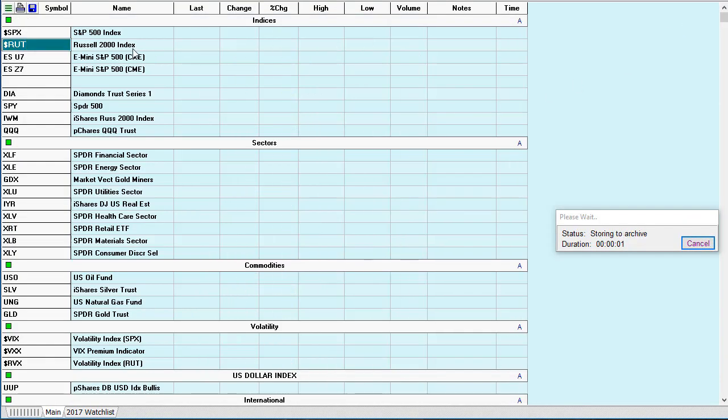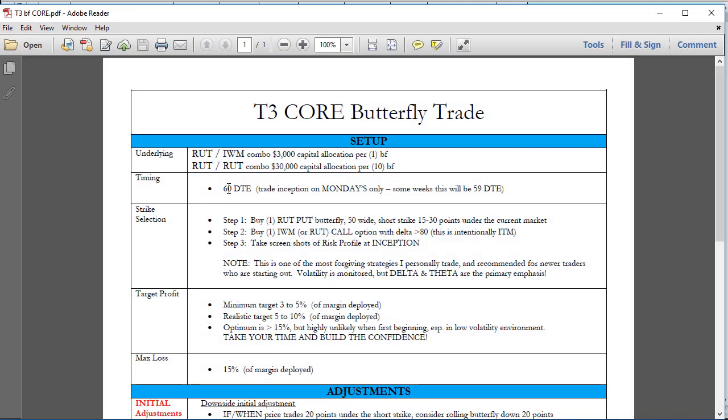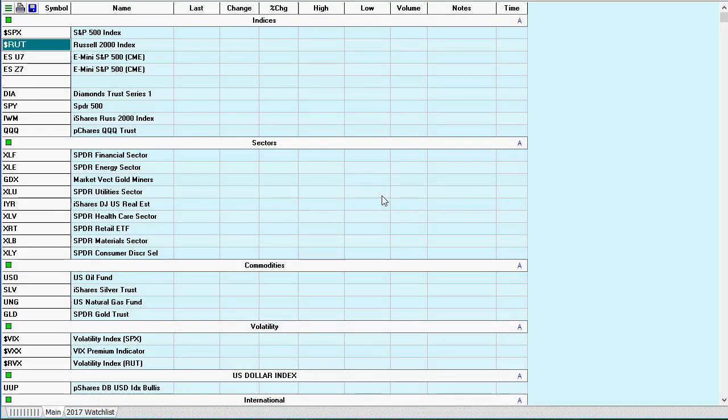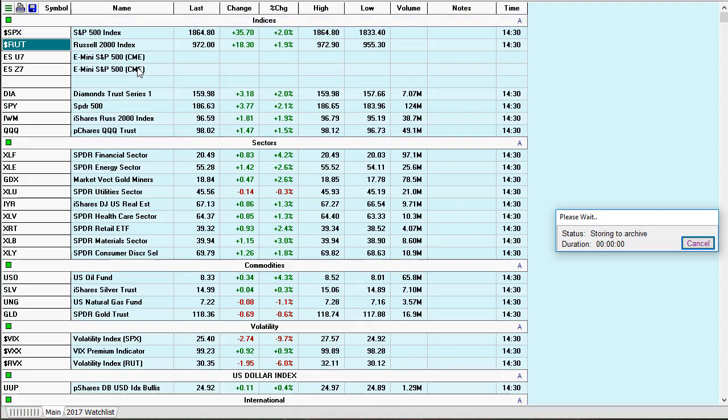Again, for illustration's sake, we're just going to go right at 60 days to expiration, and we're going to construct this in the Russell combo. It's up to you to spend some time, and I will help you get it set up with the Russell and the IWM to start, but also into back testing and working through understanding how it reacts in OptionView.